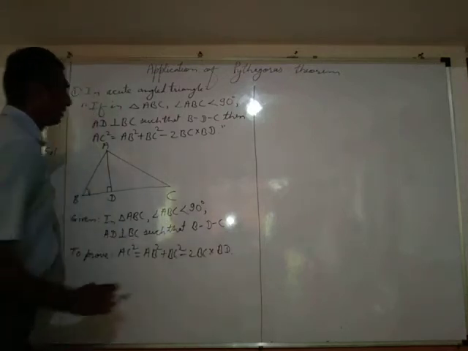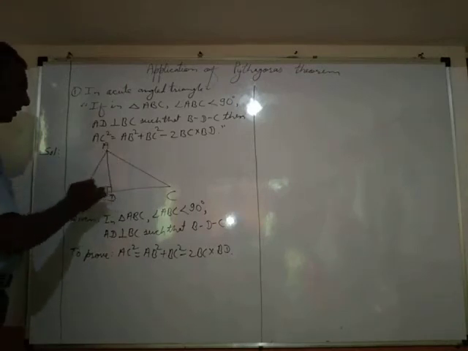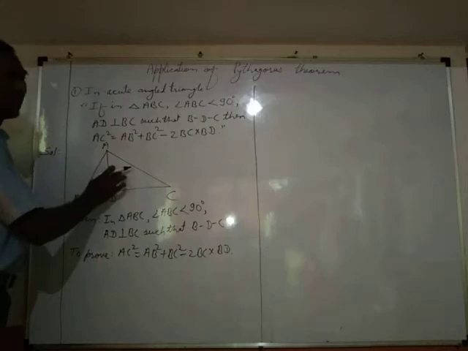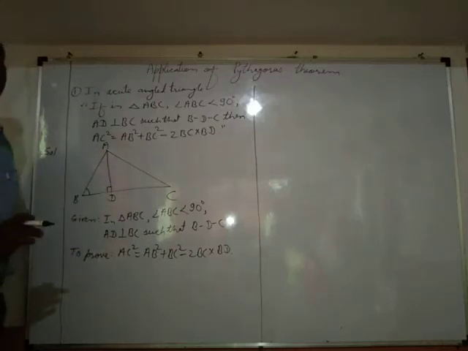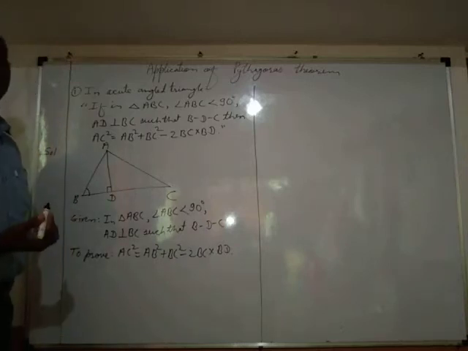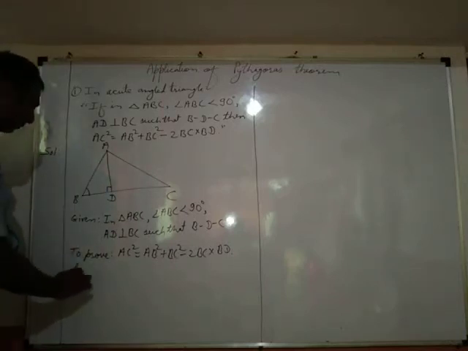Okay. Now if you observe the diagram carefully, due to AD perpendicular BC, triangle ABC is divided into two triangles and each triangle is a right angled triangle. And we know that if a triangle is right angled, we can apply Pythagoras theorem. Let's write a proof.